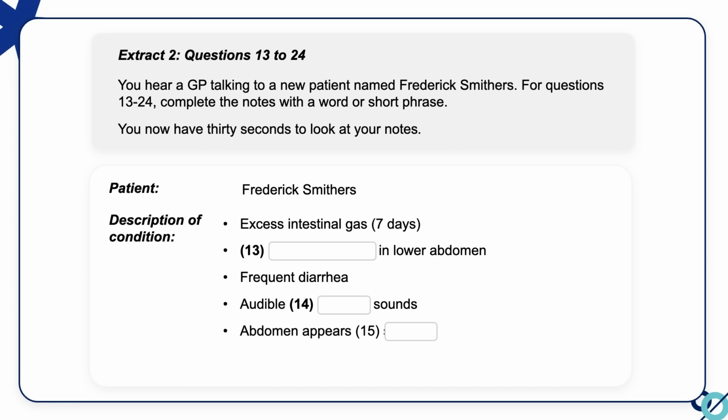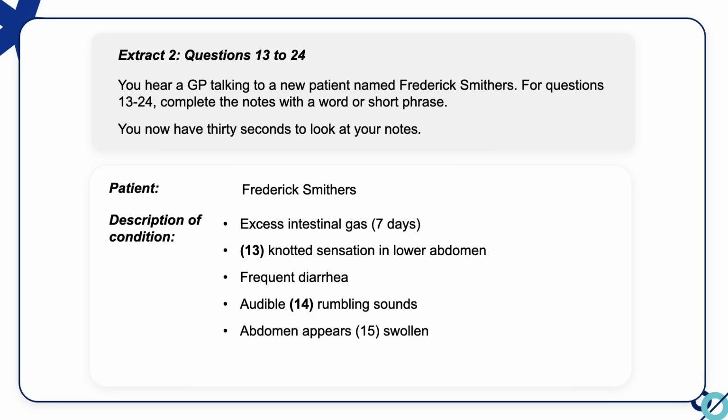Okay, now let's move on to extract 2. For extract 2, number 13, the answer is a knotted feeling. He describes having a knotted feeling in his lower belly. Number 14 is rumbling noises. He mentions loud rumbling noises.